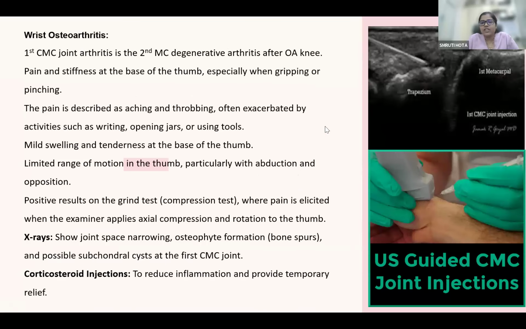Then coming to wrist osteoarthritis, first carpometacarpal joint arthritis is the second most common degenerative arthritis after osteoarthritis of the knee. And here you will find pain and stiffness at the base of the thumb, especially when gripping or pinching. The pain is described as aching or throbbing, and it is aggravated when the patient is writing, opening a jar, or using a tool.